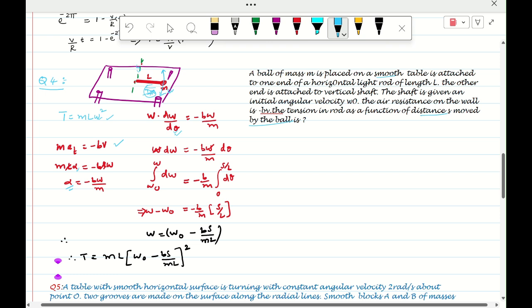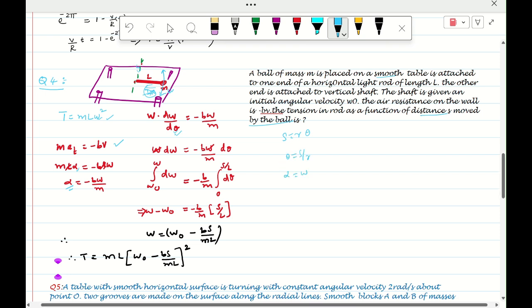So according to the question, you can ask me why can't you find alpha equal to dω by dt. Yes, you can find it if they ask for time. But they're asking for the tension of the rod as a function of s. Therefore, we have to change s; s is equal to r theta, we know, then theta is equal to s by r.